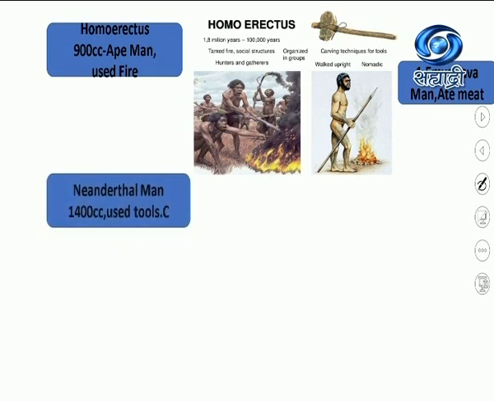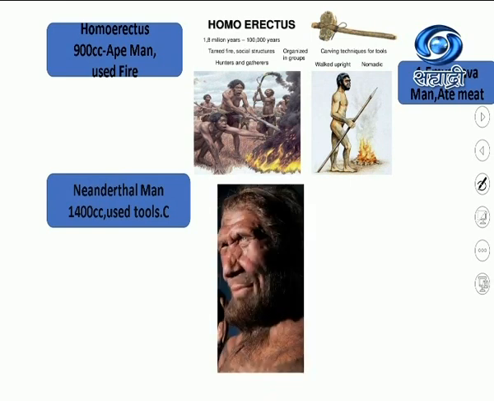Then comes Neanderthal man. Look at the cranial capacity. Suddenly he became more intelligent. From 900 cc, now the cranial capacity is 1400 cc. He started using tools in daily lives. Look at this Neanderthal man, almost like a human being now, isn't it?